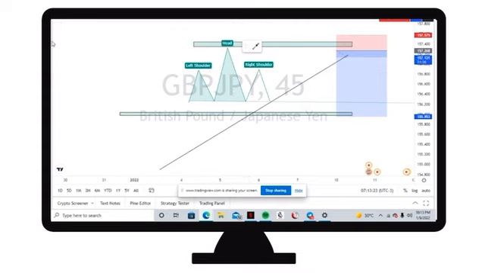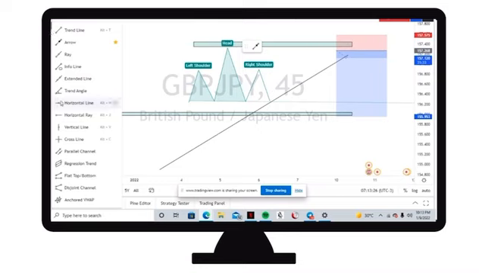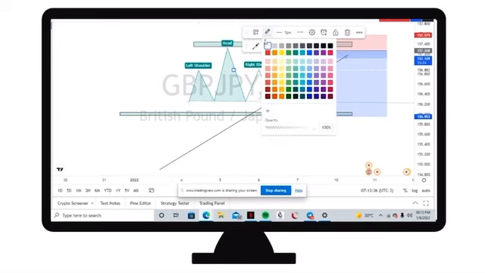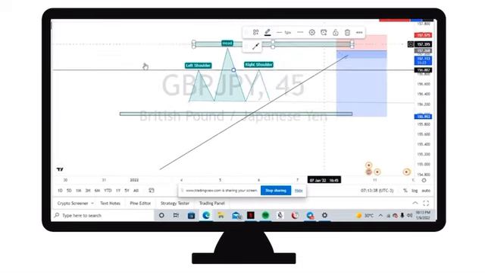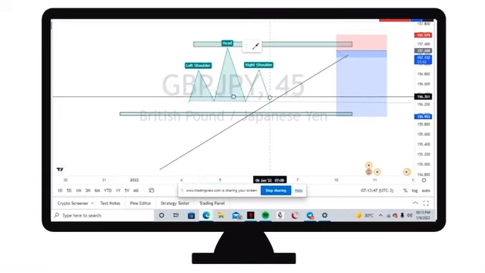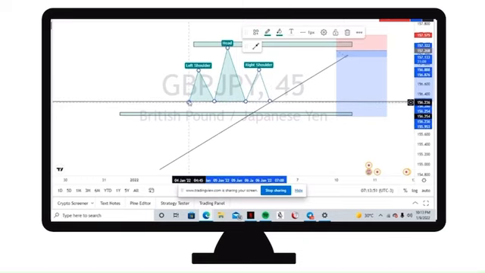Let me get my horizontal line to make sure it is very equal. Okay, so I have to make this equal. And same thing at the bottom.